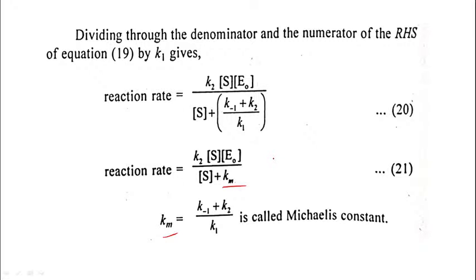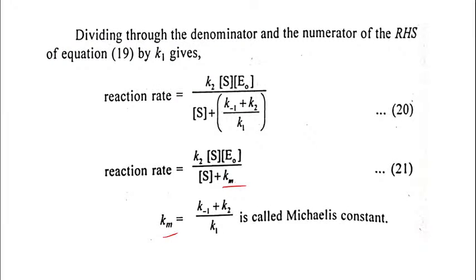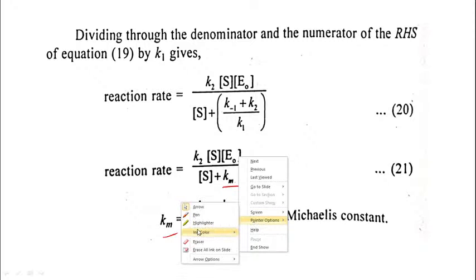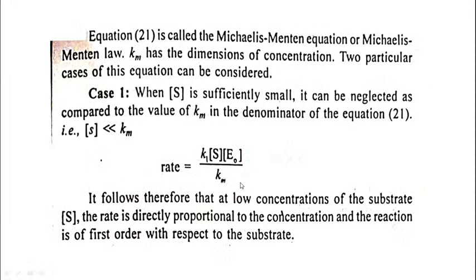So the reaction rate becomes equal to K2 into concentration of the substrate into initial concentration of the enzyme, divided by substrate plus Km. Let us give the number to this equation, this is equation 9 here. This equation 9 is called the Michaelis-Menten equation or Michaelis-Menten law.